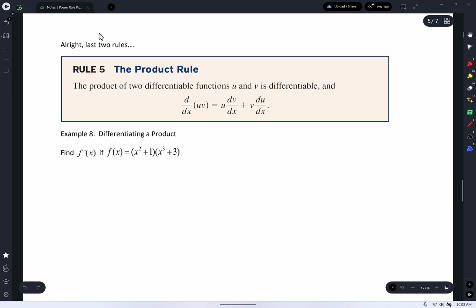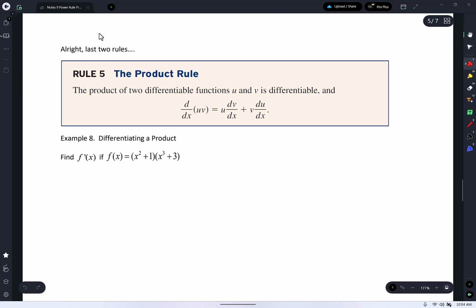This is from a textbook, the Demana textbook. It's taking into account how many rules we've done. We don't use a textbook here, so there it is. So just erase that rule 5. So the product rule. All right, guys, focus.